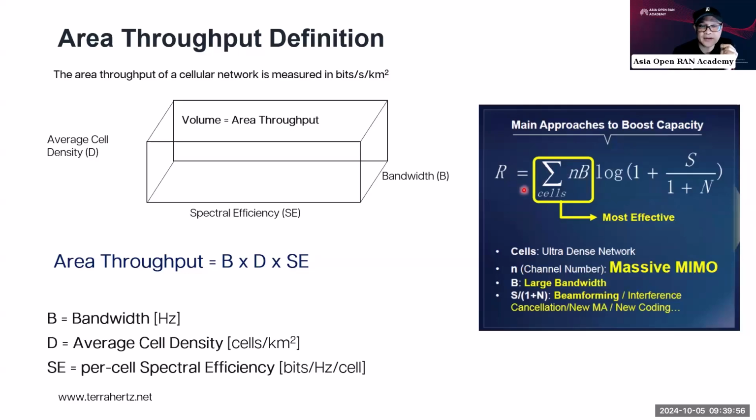Now we will have another parameter here, which is N. Okay, N is the number of channel. Okay, that is where massive MIMO will come. Okay, so C is the cell dense network, B is the bandwidth, S is the signal to noise ratio, signal, and then N is noise.